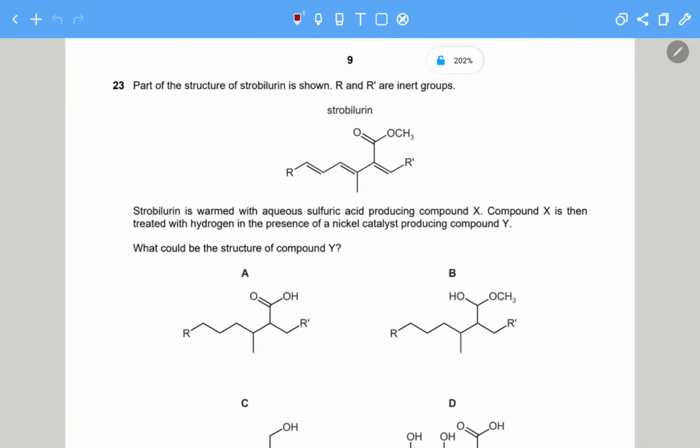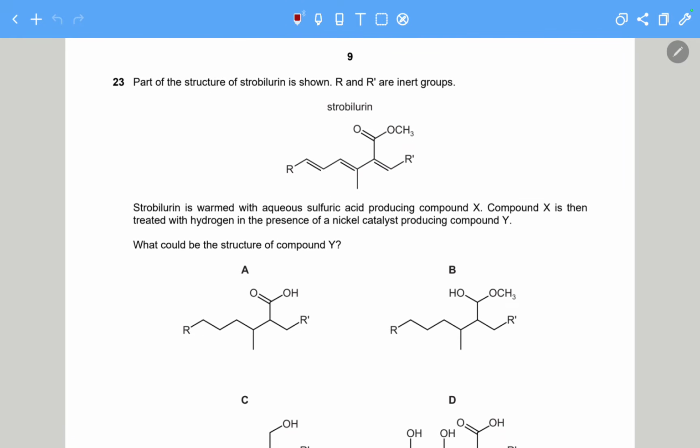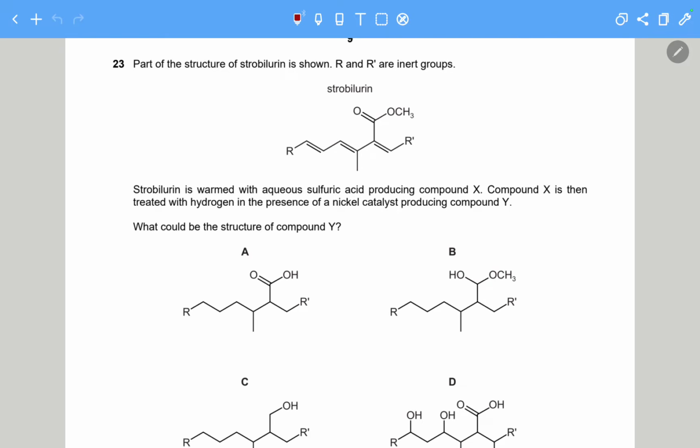Now we move on to question 23. Part of the structure of strobilurin is shown. R and R prime are inert groups. Strobilurin is warmed with aqueous sulfuric acid producing compound X. Compound X is then treated with hydrogen in the presence of a nickel catalyst producing compound Y.